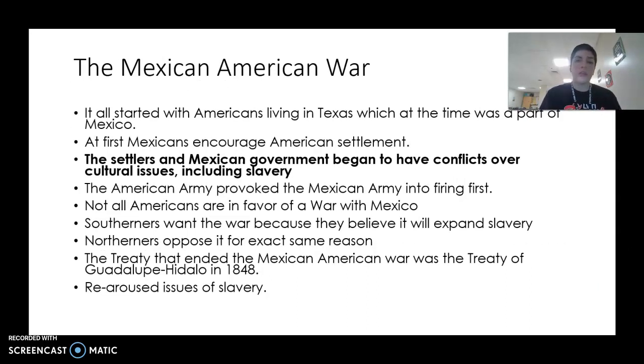You have the Mexicans fighting the American military, but the American military sort of provoked the Mexican army and wanted them to attack first. Southerners wanted the war because they believed that if they ended up getting more states out of this, like Texas, they could expand slavery. But other Northerners did not want to have this war, and they didn't want to expand the land any further, really, because they did not want slavery to expand all the way across the west of the country.